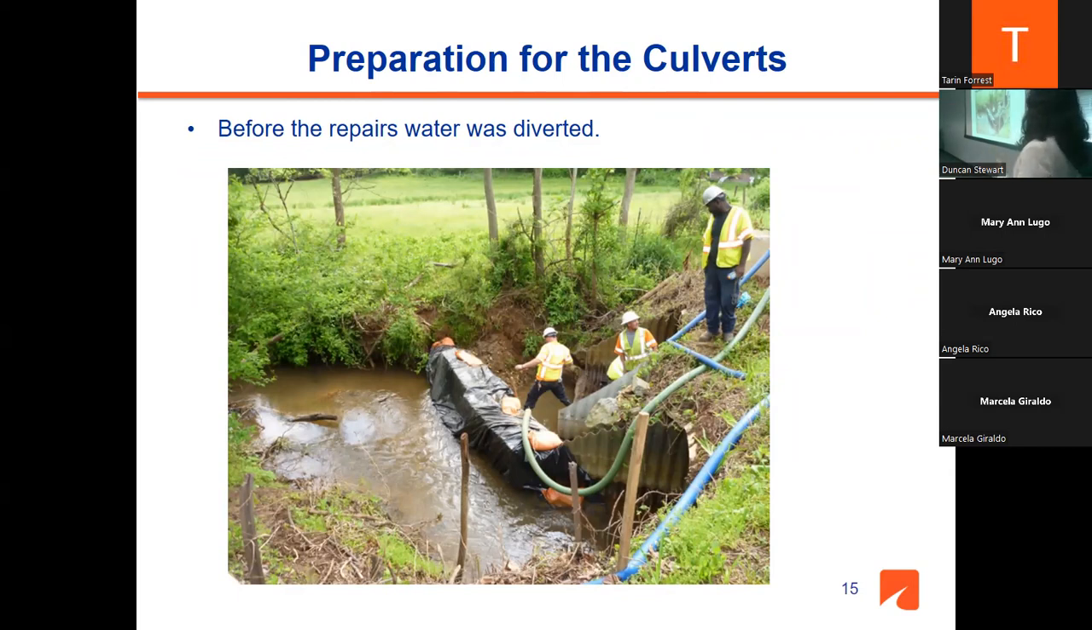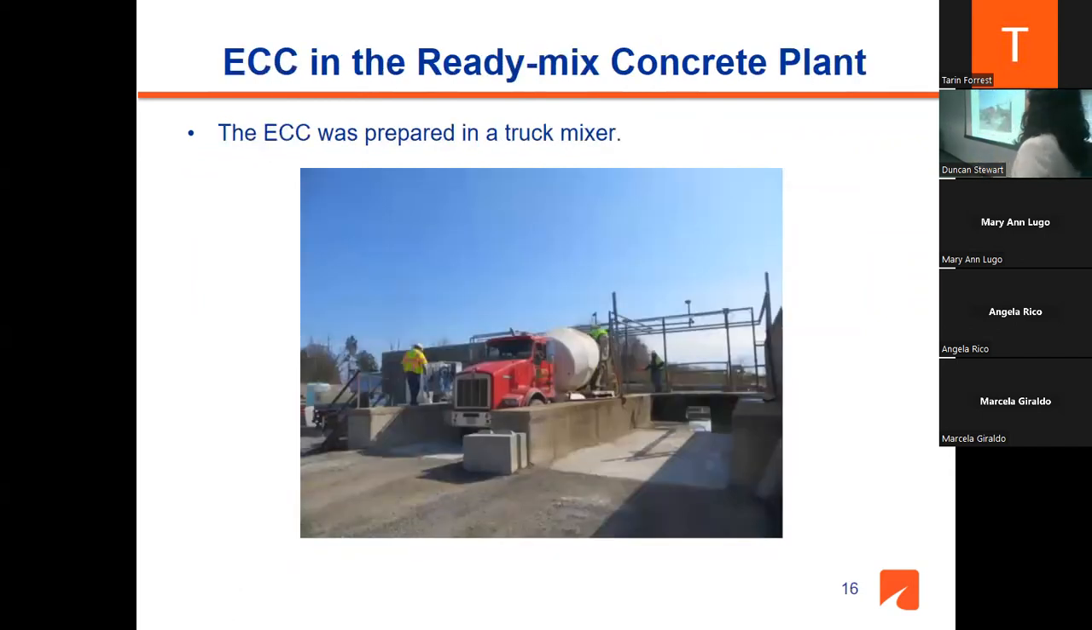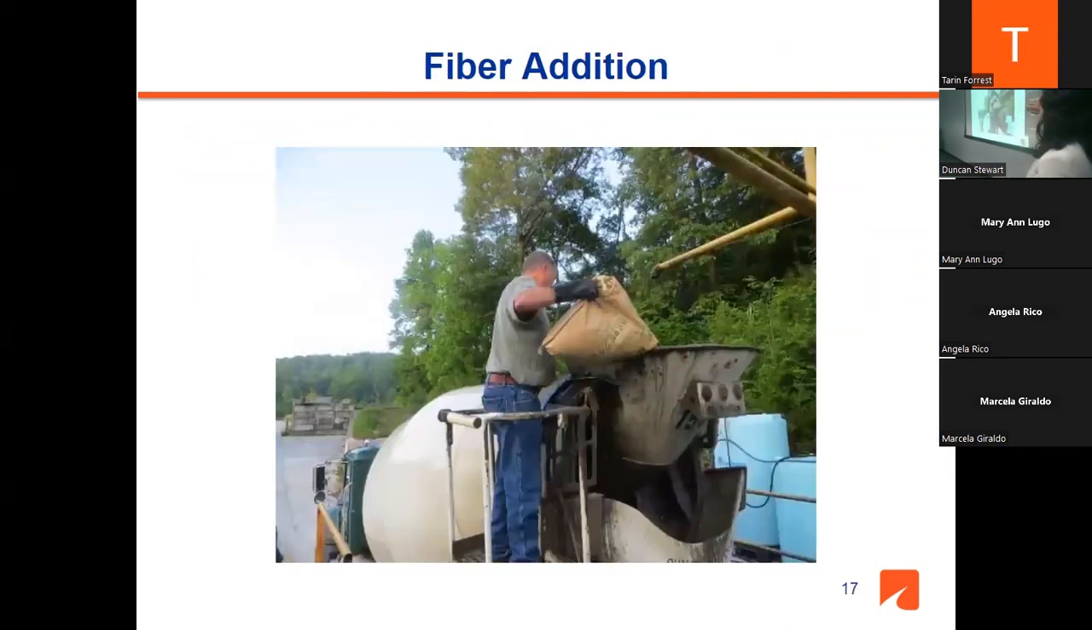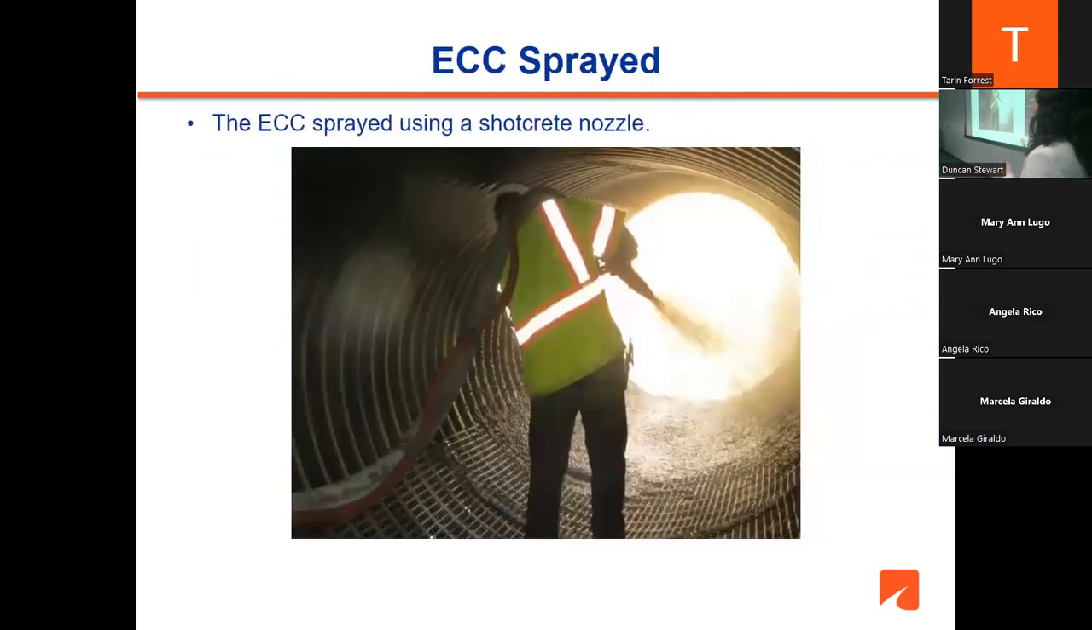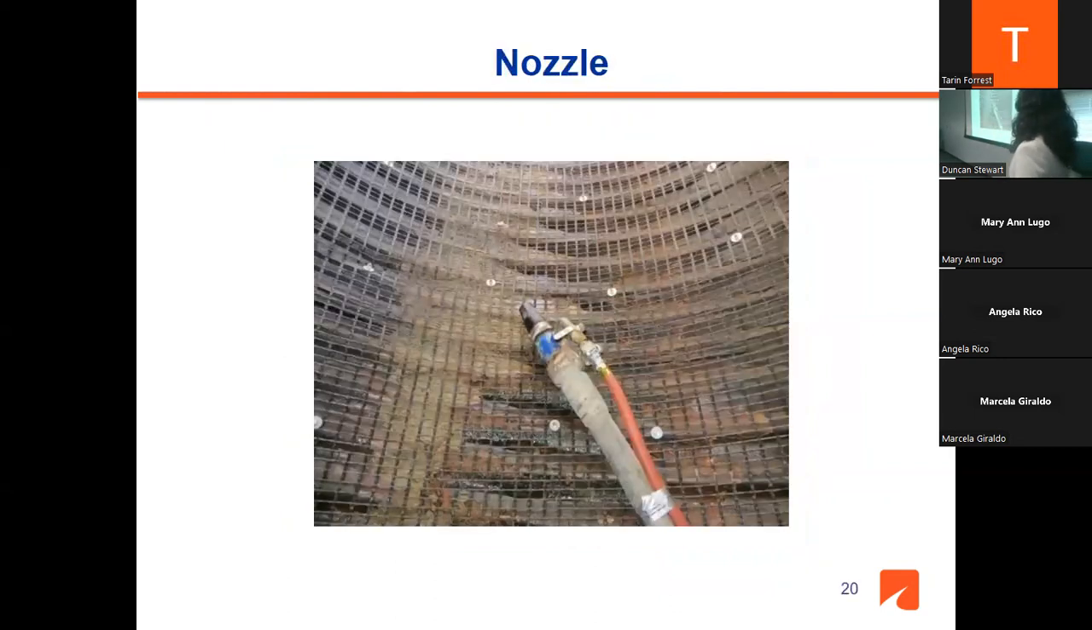You should just go and divert the water, clean the culvert, and put the geogrids and the spacers, and then the day after, the ECC was prepared in a truck mixer in the ready mix concrete plant, and the PVA fibers were added manually. With the help of the trailer pump and the help of the state forces, we could spray the ECC into the culvert easily. And this is the shotcrete nozzle, and that tube is the air pressure.